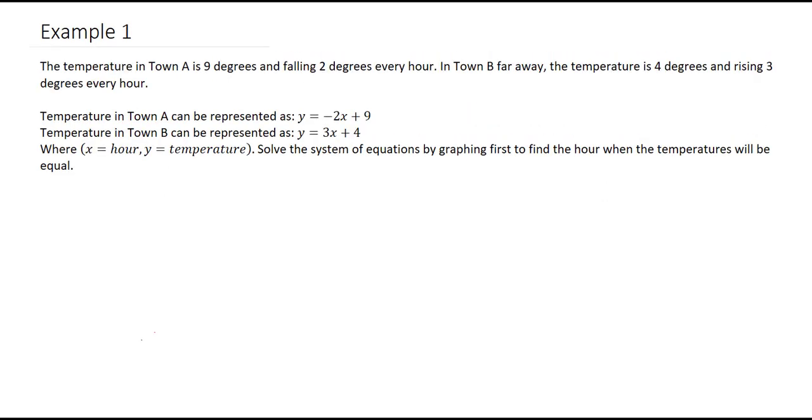Example 1. The temperature in town A is 9 degrees and falling 2 degrees every hour. In town B, far away, the temperature is 4 degrees and rising 3 degrees every hour. So temperature in town A can be represented as y equals negative 2x plus 9, and temperature in town B can be represented as y equals 3x plus 4. So the x is equal to the hour, y is the temperature. So we're going to solve the system of equations by graphing first to find the hour when the temperatures will be equal.